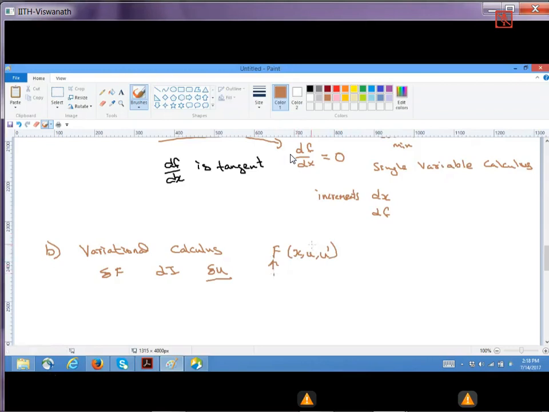Because u is a function of x, and this is your independent variable, F is a function of another function. So f is called a functional. It is not a function, it is a functional. So if you are making a variation in one of the functions, what is the change in this other function?